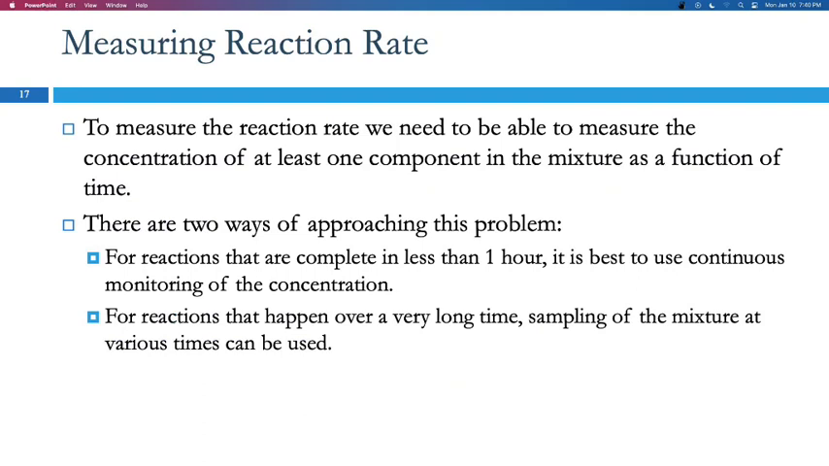So how do we measure the reaction rate? We have to be able to measure the concentration of at least one component in the mixture. So we can find the concentration at the start and the concentration at some time, so we can calculate the change in concentration. So there are two ways to approach. For a fast reaction, meaning something that's going to be finished in less than an hour, it's best to use continuous monitoring of the concentration. But if you have something that's going to take like several days to complete, then you want to do sampling at various times.